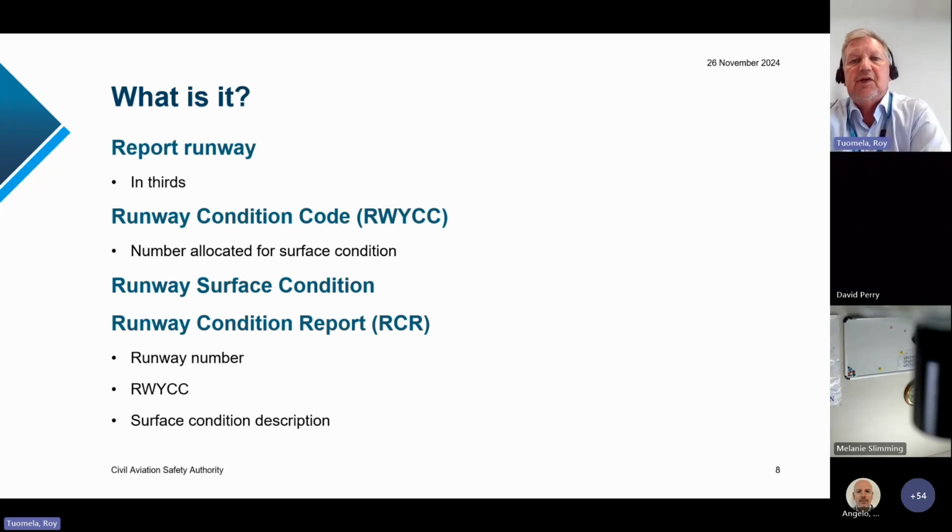The runway condition code, or the RWYCC, is the actual number allocated to the runway surface condition. The lower the number, the worse the runway surface condition. So for example, 6 is for a dry runway and 1 is for a runway that would have ice on it. And the runway surface condition is a description of the actual runway surface. The predominant ones we'll have in Australia are wet, slippery wet, or standing water.